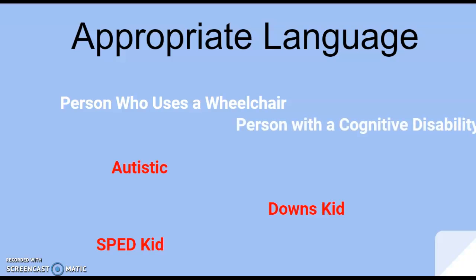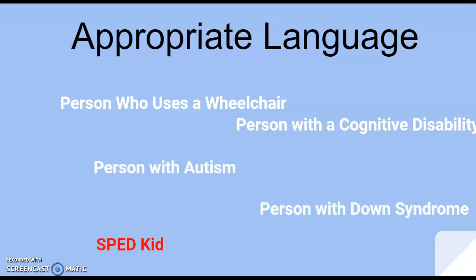So for instance, disabled kid would be a person who uses a wheelchair. The word retarded could be replaced with a person with a cognitive disability. The word autistic, person with autism. A Downs kid would be a person with Down syndrome. And a SPED kid, for instance, could be a person with a learning disability. So all these are ways that we can put the person before their disability, which is what we would all want.